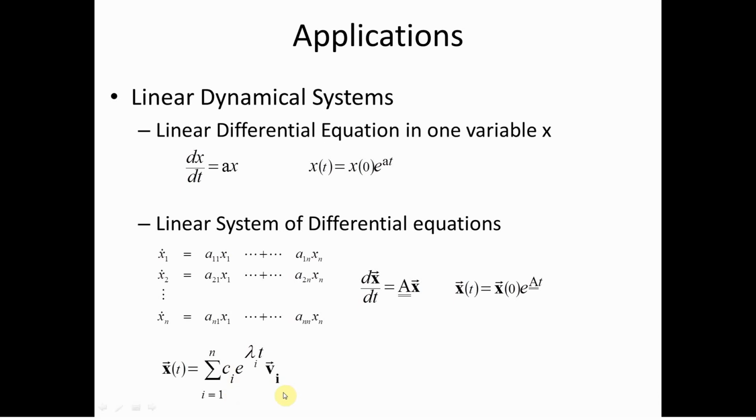Okay, now why is that a useful way of writing the solution? Well, because if we want to look at the asymptotic behavior of the system, it's easy to see that as t goes to infinity, the term that's going to win out is the term that contains the largest eigenvalue. Okay, so this vector converges asymptotically to the largest eigenvector. That's the idea.